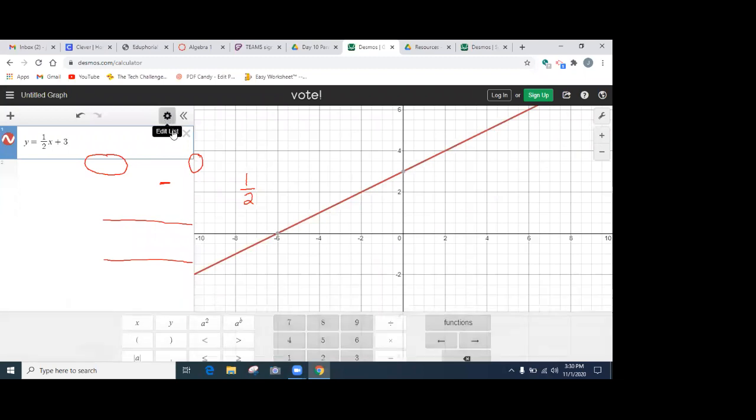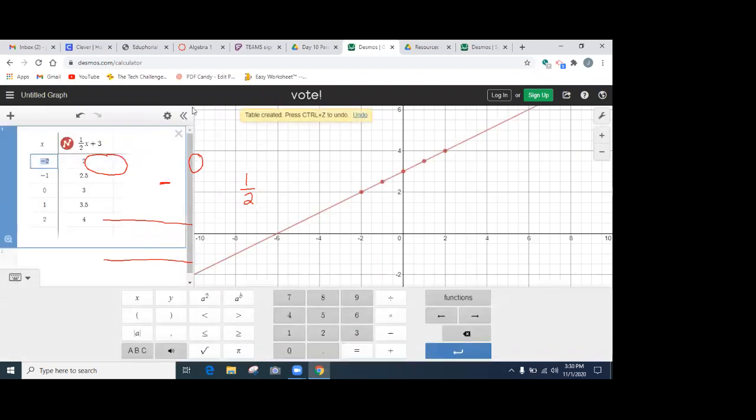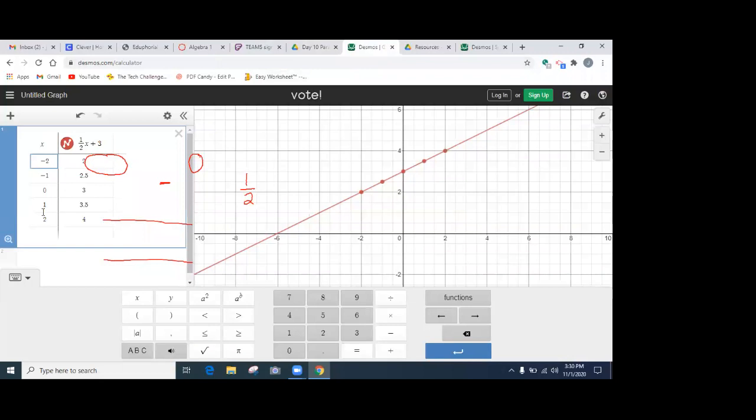So we're going to hit our settings and table. And then we are checking the point 2, -2. So I know 2 is already there. So let's just go look at it. This says 2, 4. That is not what we're looking for. So this is not going to be it. So we're going to go change this. So remember, you change it up here. And the only thing that we got to change is that to a minus.